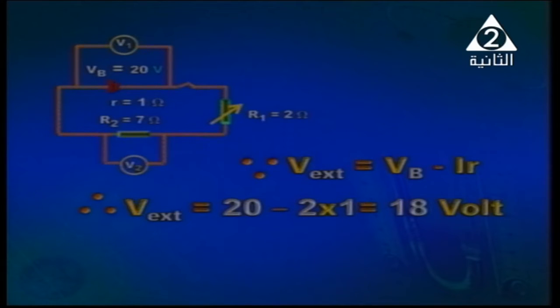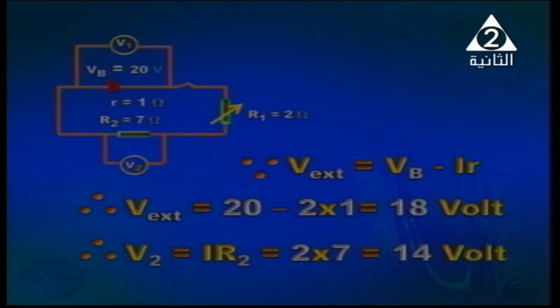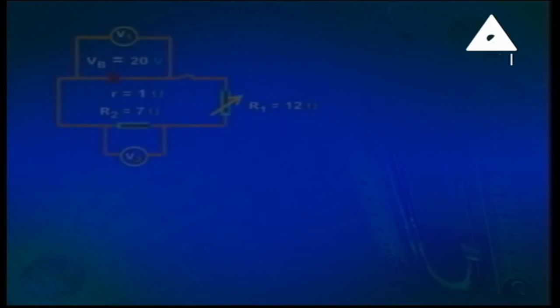Okay, and what about V2? It is calculated by IR2. It is 2 times 7, it is 14. So terminal voltage 18, voltage across the 7 ohm resistor, it is 14. And now we will change R1 instead of being 2 ohms to be 12.